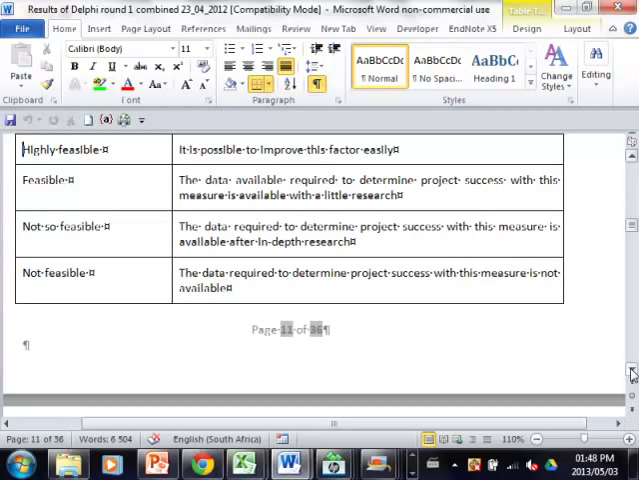So do you get what I'm trying to say? It's not feasible to say that IQ is a factor for project success, because there's nothing I can do about it. Okay, I can hire smarter people maybe, but if I'm stuck with these project managers, normally you want to try and improve what you have. So those things that I cannot improve are not feasible.